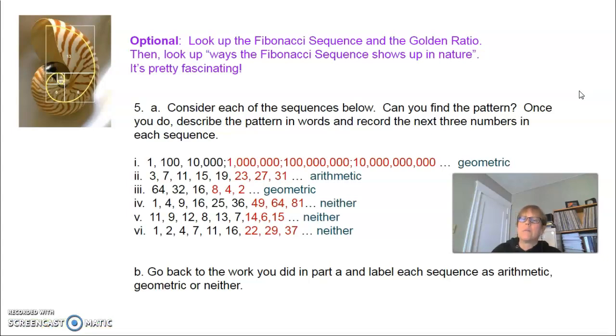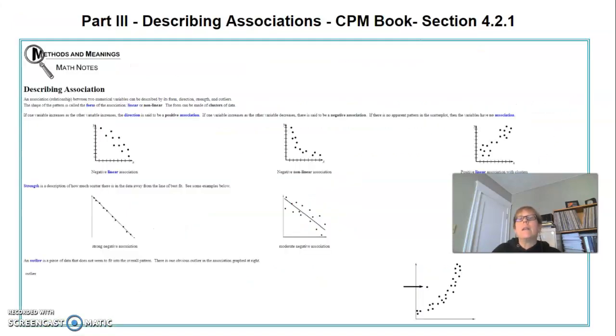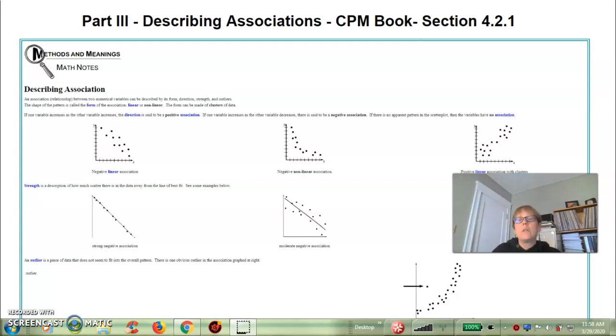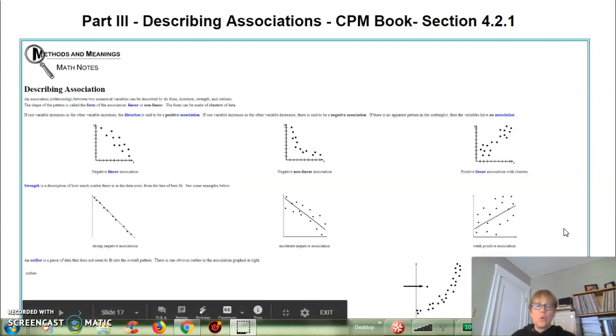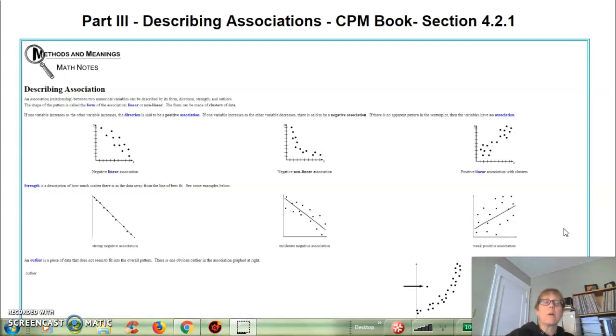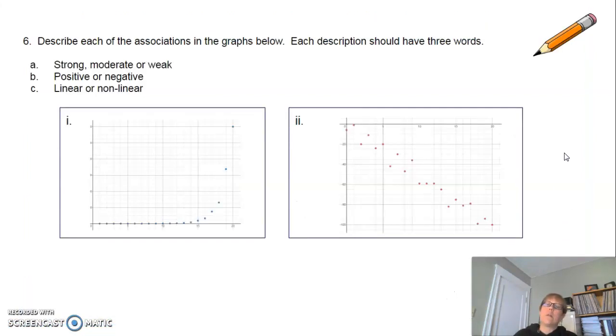Moving along. The last thing that I want you to do today is take a look at this. This comes from section 4.2.1 in the CPM book. So if you'd like, it might be easier for you to go back to your ebook and look at that. It's kind of hard to read it on this screen, but I want you to pay attention to various ways we describe associations. And you're going to use that on the next page.